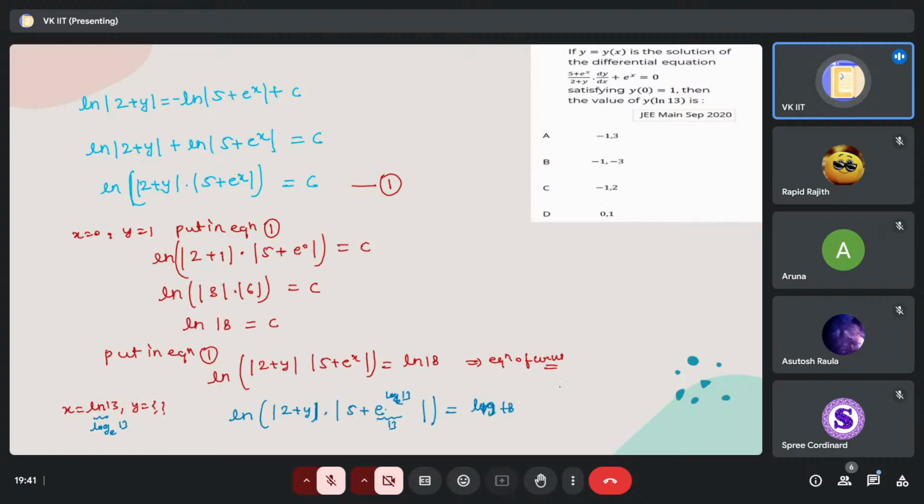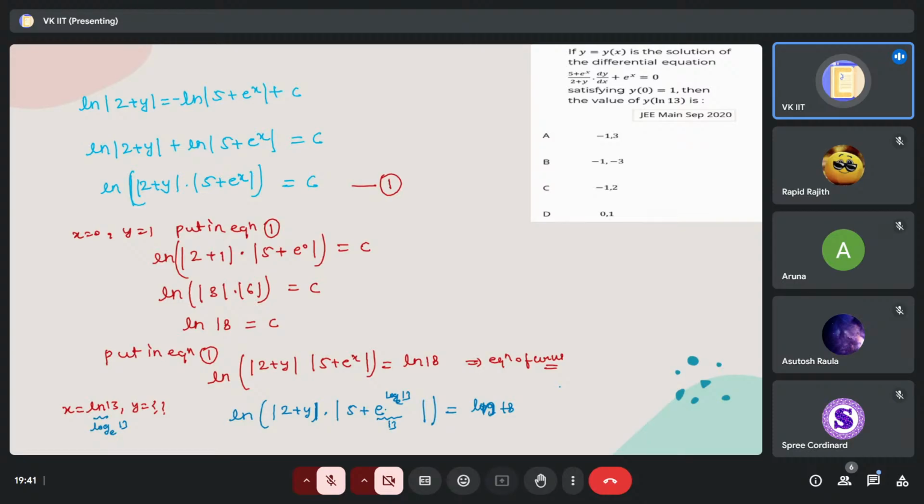So when you solve it, it will become ln of mod 2 plus y into 18 is equal to ln 18. Sorry, 13 plus 5 is 18. Okay, correct. So ln 18 is equal to, the addition symbol, right? Okay.